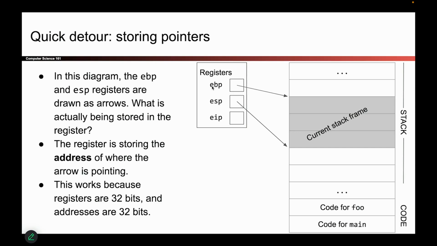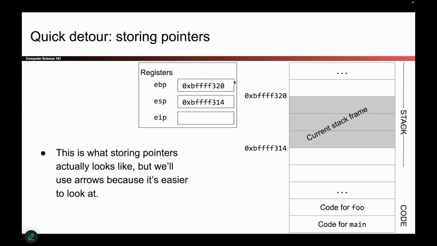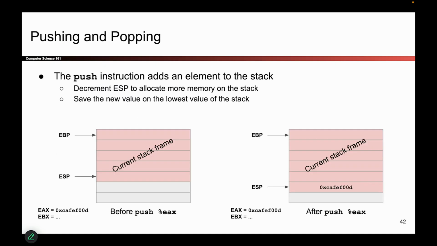And the arrow just says EBP is an address. If I go there, top of current stack frame. But just remember that these arrows are basically the same thing as storing addresses. I just don't want to draw them like this because it's annoying. OK. So now that I know what the current stack frame is, what if I want more space?